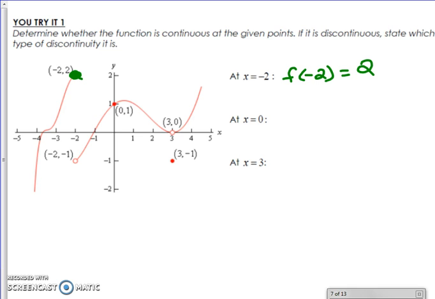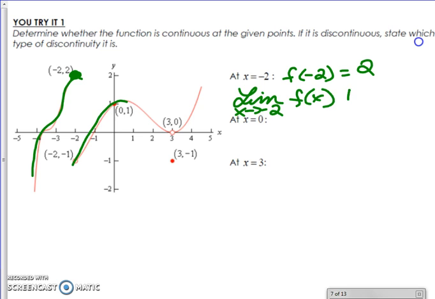Well, here's the problem. If I'm approaching from the left, the limit is 2. If I'm approaching from the right-hand side, the limit is negative 1. So here, the limit as x approaches negative 2 of f of x does not exist. So if that's not met, then it's definitely discontinuous. So it is discontinuous, okay? And the type of discontinuity. Well, looking at that, at negative 2 there, what type of discontinuity is that? There's not an asymptote, so it's not infinite.